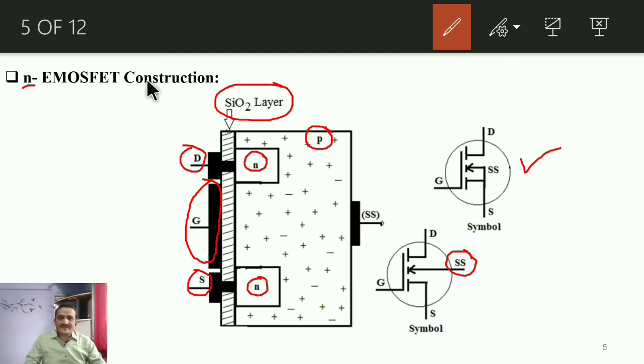Now the difference in construction: if it is a P-channel E-MOSFET, then the substrate should be of N-type, and the drain and source regions should be of P-type. That is the basic difference between these two devices, nothing else. And as I already told, in the symbol the arrowhead will be towards the outer side. So this is the basic construction of the E-MOSFET.